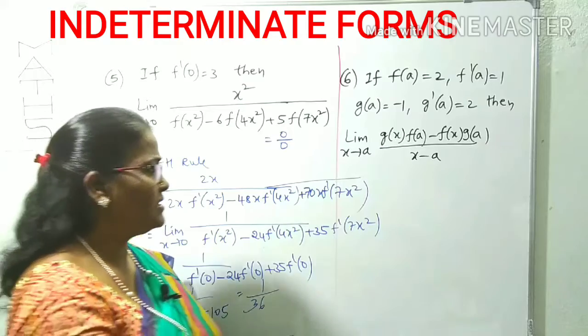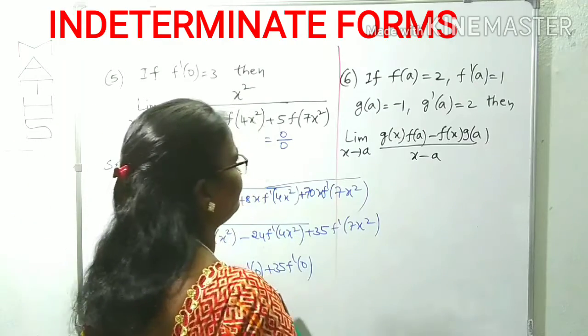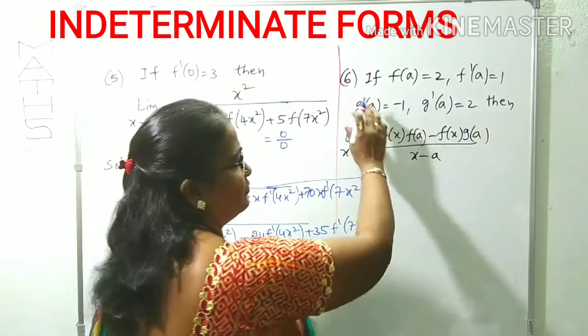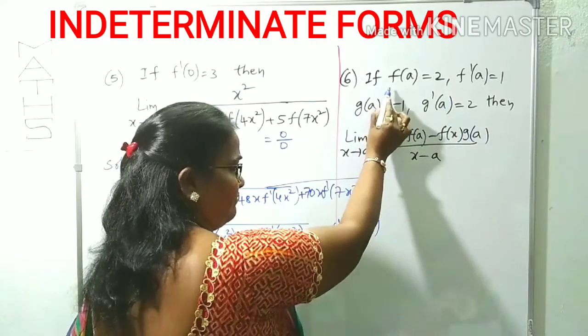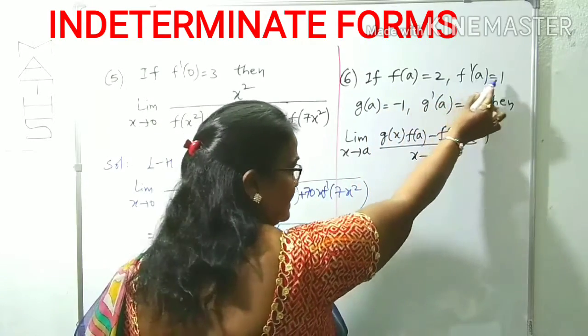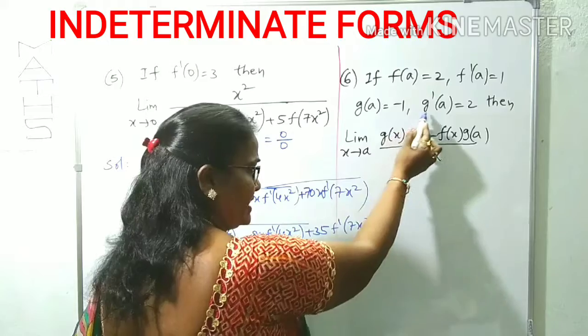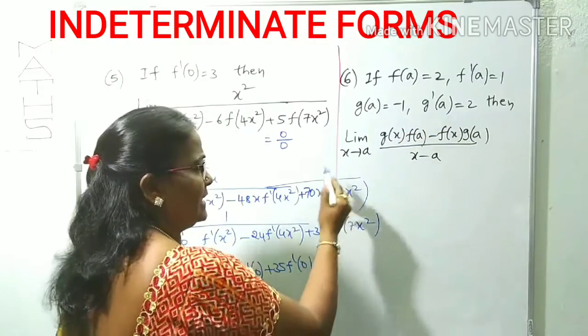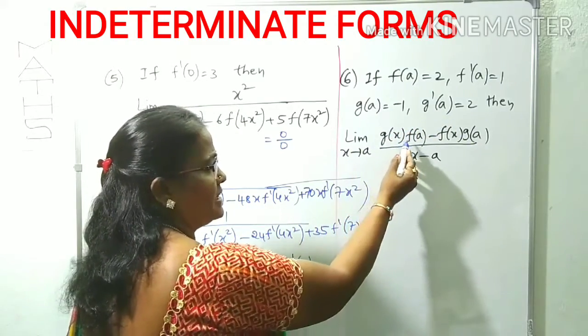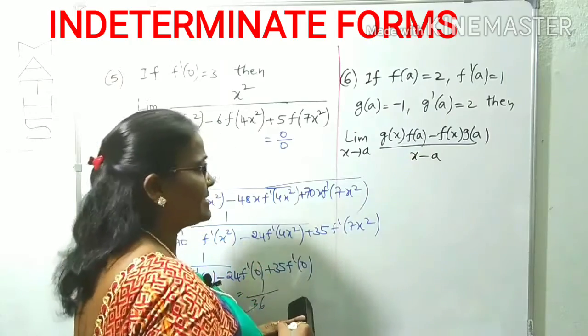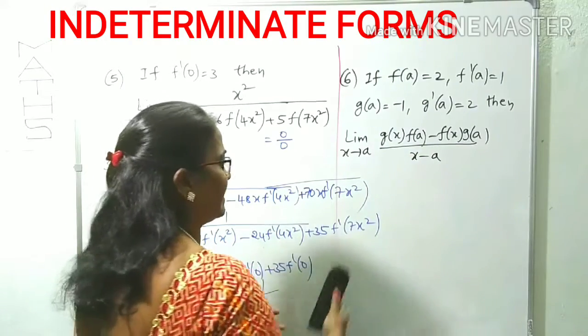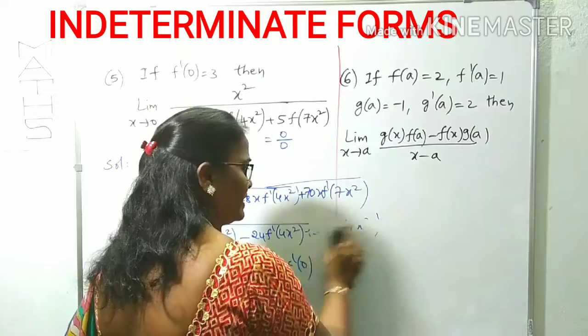What is the next question? It is given that four results are given: f of a is 2, f dash a is 1, g of a is minus 1, g dash a is 2. Then he is asking the limit as x tends to a of (g of x, f of a minus f of x, g of a) by (x minus a). Is it clear? I am doing it.